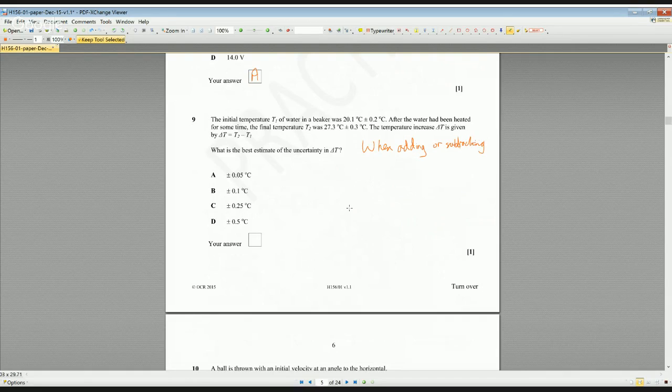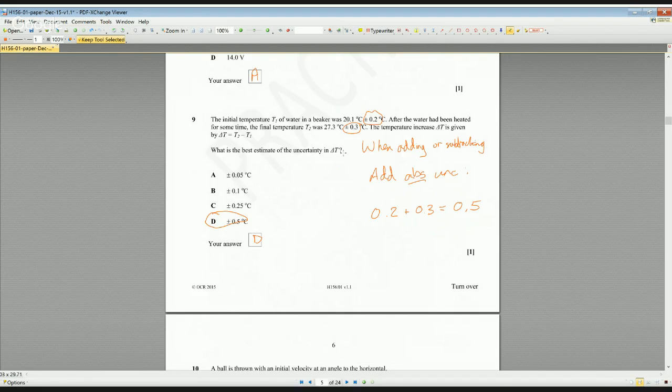The rule is that you add the absolute uncertainties. By absolute uncertainties, we mean these values here, the 0.2 and the 0.3. So 0.2 plus 0.3 gives us 0.5 degrees C as our absolute uncertainty, which is this one. So the answer is D. Let me just demonstrate what that means in practice.